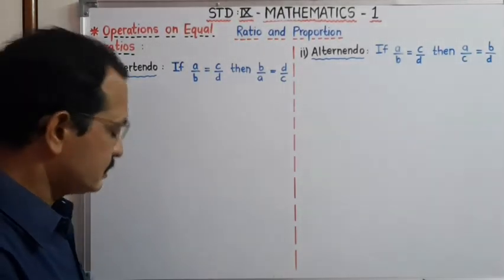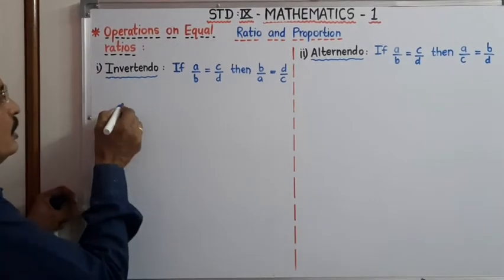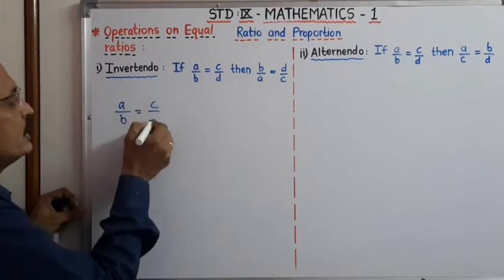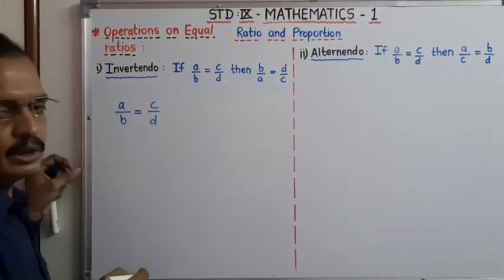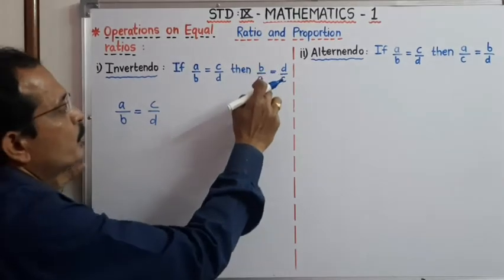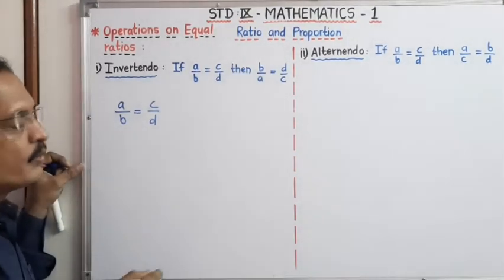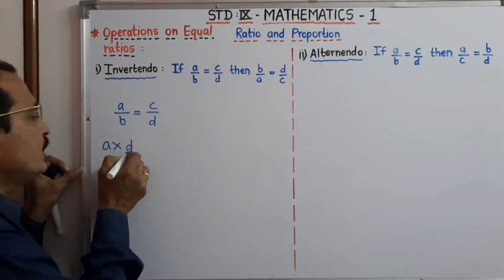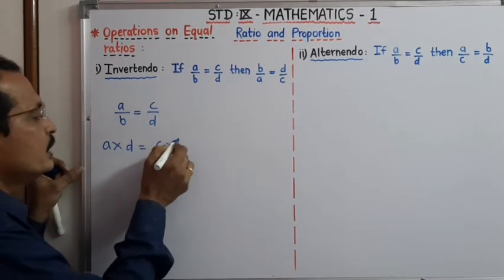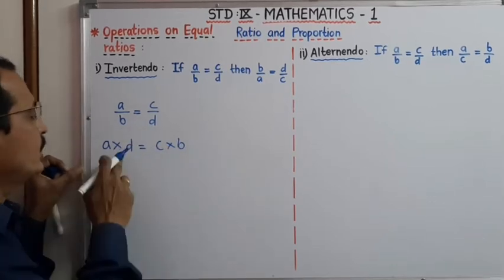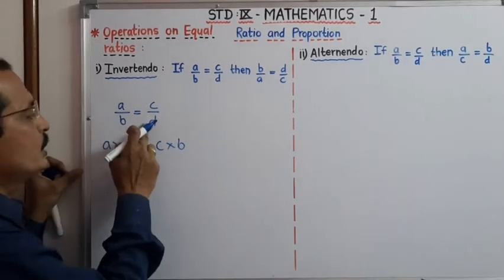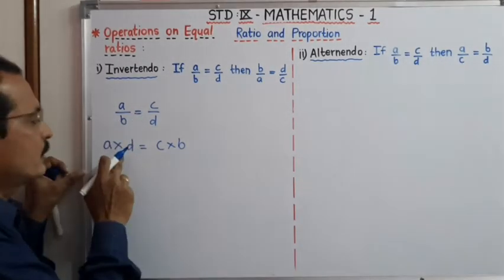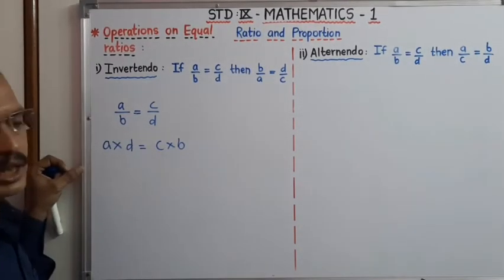Now how is it proved? See here, the given ratio is A upon B is equal to C upon D. Now dear students, we have to prove that B upon A is equal to D upon C. For that purpose, what we have to do? We have to do the cross multiplication first. A into D is equal to C into B. Two ratios are equal, therefore these two multiplications are equal.